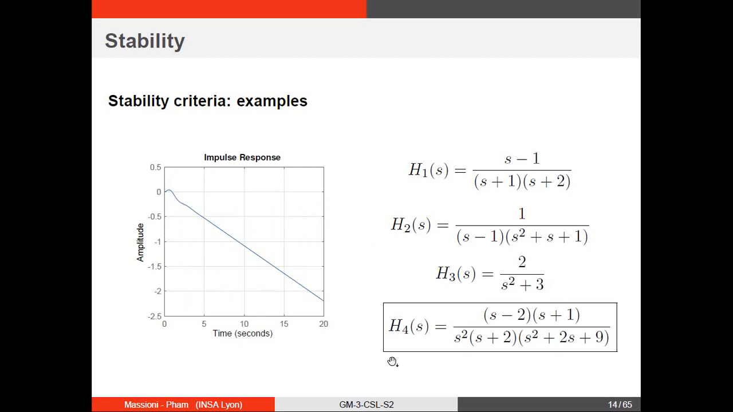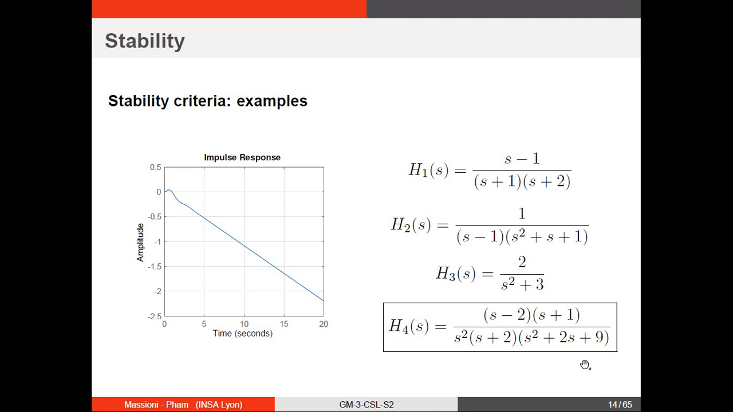So this last one is a bit more complicated. Let's have a look at the denominator. This one, the pole is -2, no problem. This one also, you can compute it, and it corresponds to two complex conjugate poles with negative real part, so also no problem.